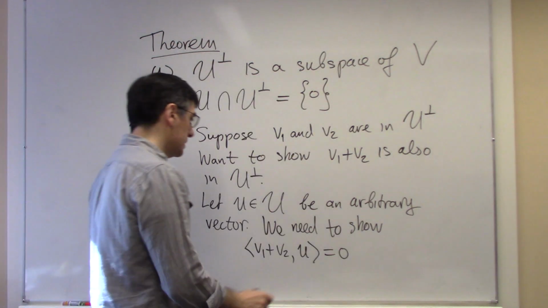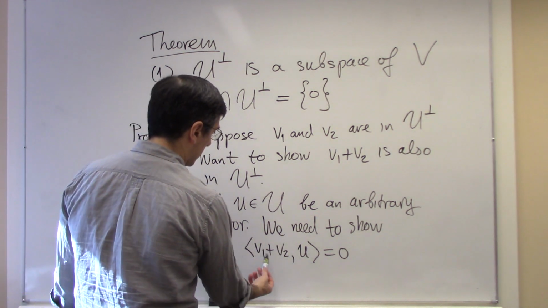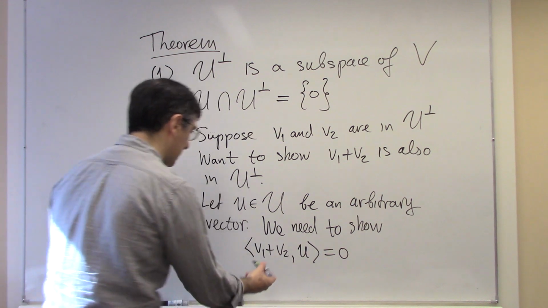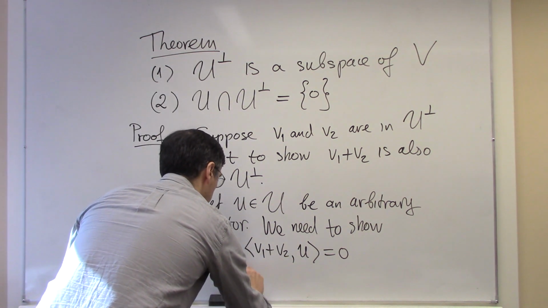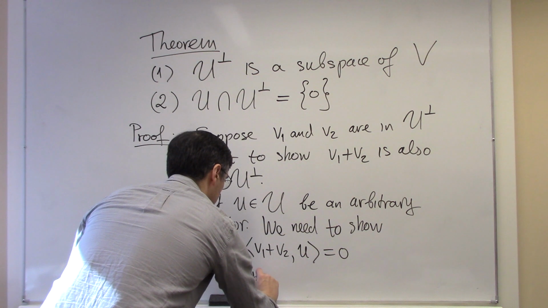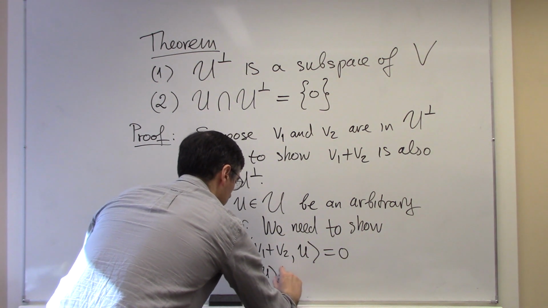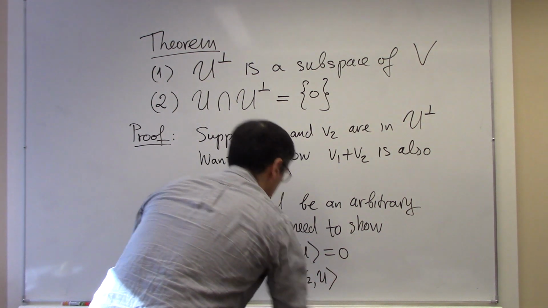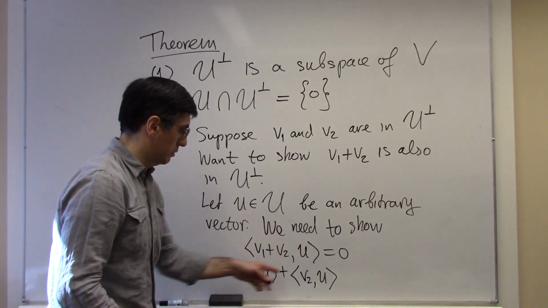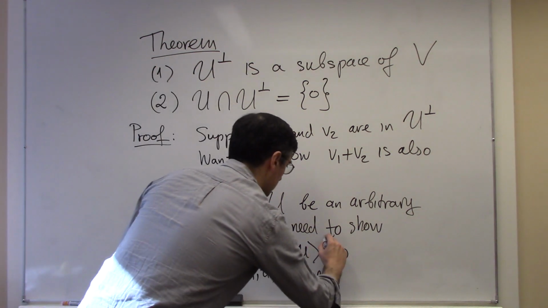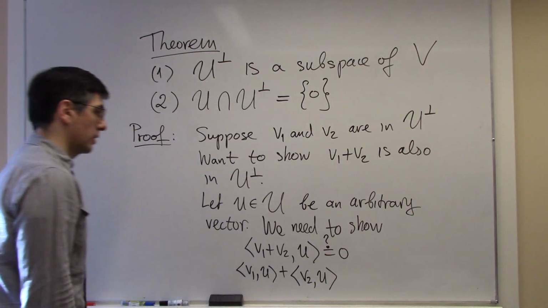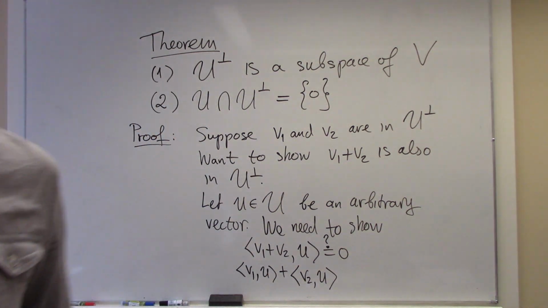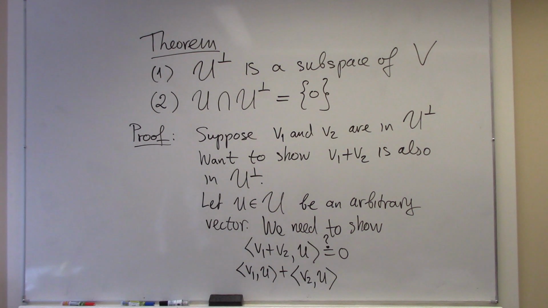Okay, but this is very easy because by the properties of the inner product, this is equal to the inner product of v1 with u plus the inner product of v2 with u. Right, so this part is equal to this, and there's a question mark. So we're trying to prove this. Let me again check that you can see at the bottom of the blackboard. Alright, so this is again fine.